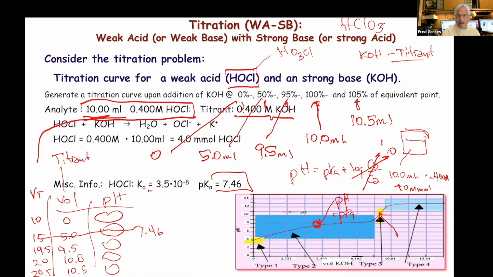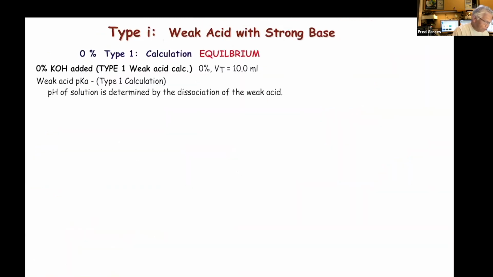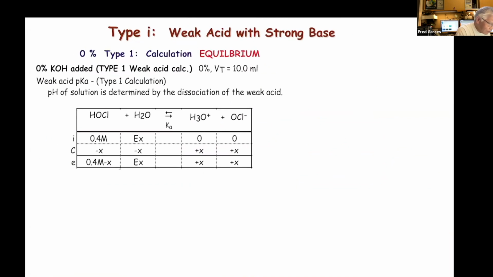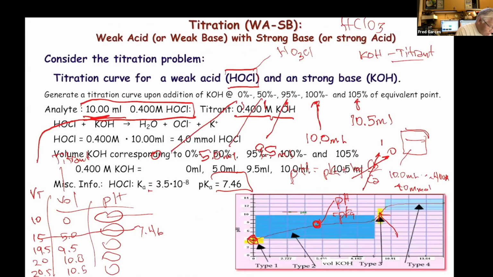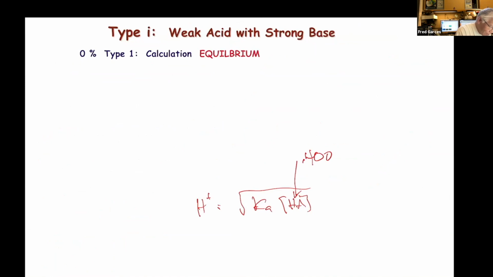So I already got some points right now because I've got data. Okay, so yeah, it's messy here, but that's how you're going to have to set this up. This portion right here, well, let's take a look. At 0%, all I need to do is really this: H plus equals the square root of Ka times the acid concentration. I know the acid concentration was 0.4. I know that the Ka was, what was the Ka? 3.5 times 10 to the minus 8.